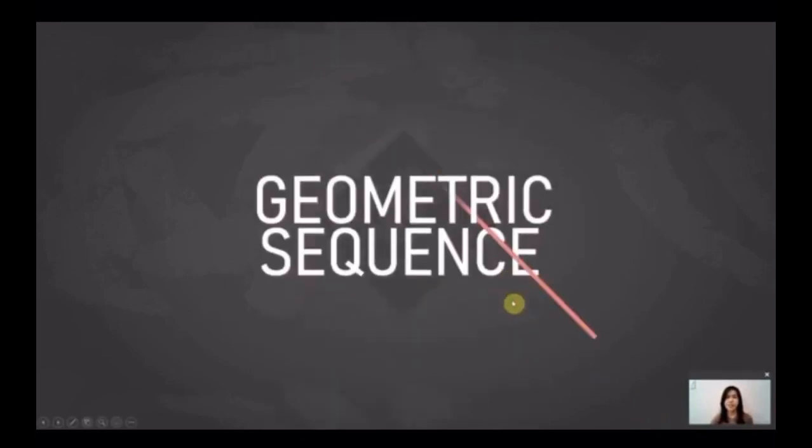Also, you have learned about finding the nth term of an arithmetic sequence by using the formula a sub n is equal to a sub 1 plus the quantity n minus 1 times d, right? Now, in this lesson, you are going to learn about another type of sequence, and that is geometric sequence.